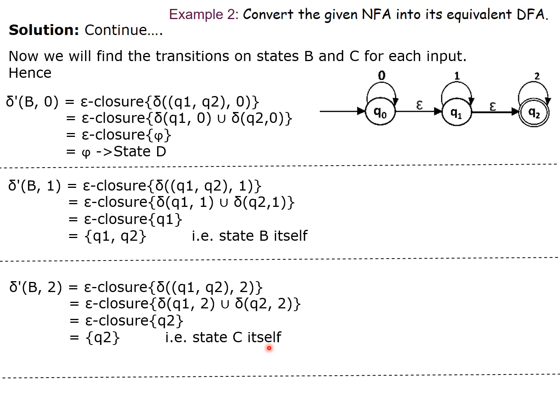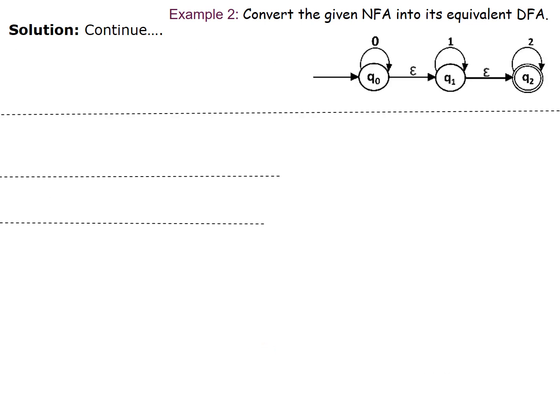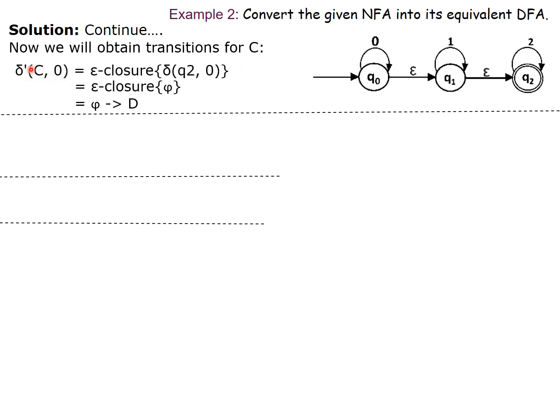Then what is the next new state? C, right? The next new state is C. Now we will obtain the transition for C. Delta dash of C comma 0, epsilon closure of Q2 is Q2 comma 0. There is no transition at all. Q2 will not have a transition on 0 or 1. It has a transition only on 2. That means it goes to the dead state, that means phi, right? You can call this state D, right?